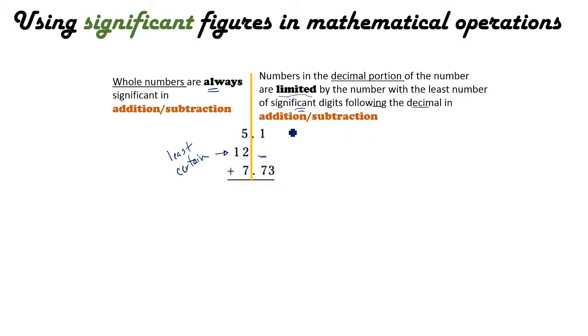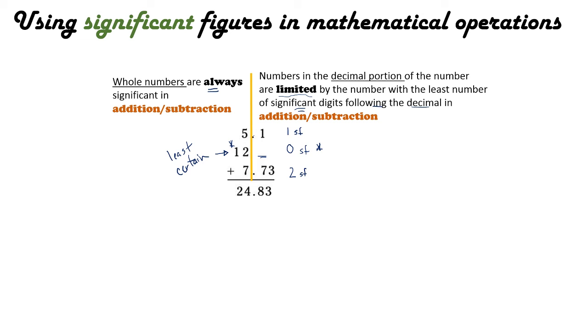So this guy has 1 significant figure after the decimal. This guy has 0 significant figures after the decimal. This guy has 2. So it's this weak measurement here with the 12 that's going to limit what we're allowed to present after we do this math. So when we do the math, we see that this comes out to be 24.83.